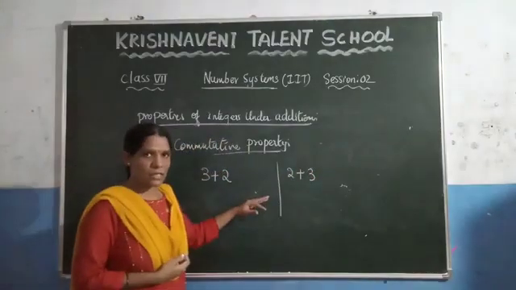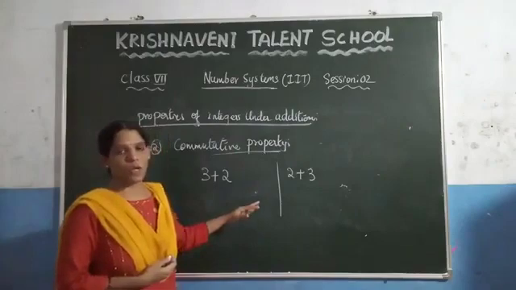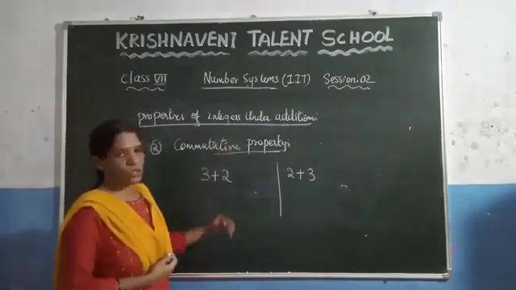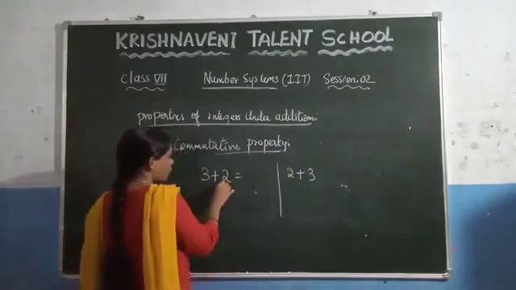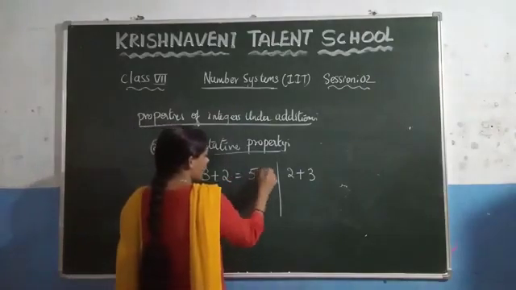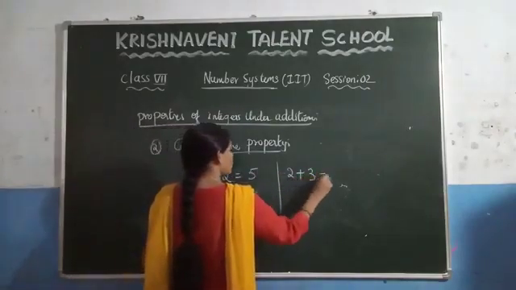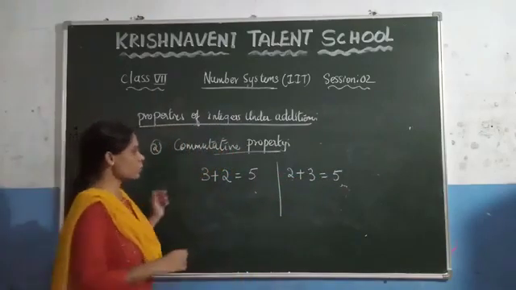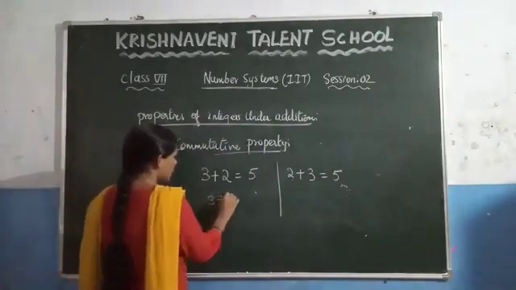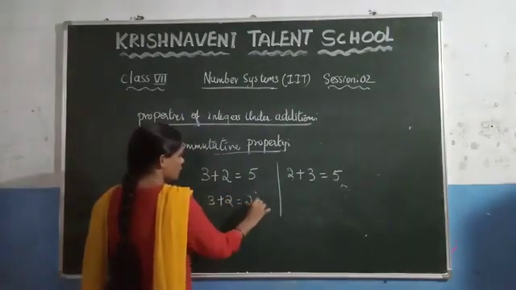If the results are same, we can say that the commutative property holds good under addition of the integers. So here, let us consider this one. What is the value of 3 plus 2, which is 5, and what is the value of 2 plus 3, which is 5. So we can say that these two are same. You can say that 3 plus 2 is equal to 2 plus 3.